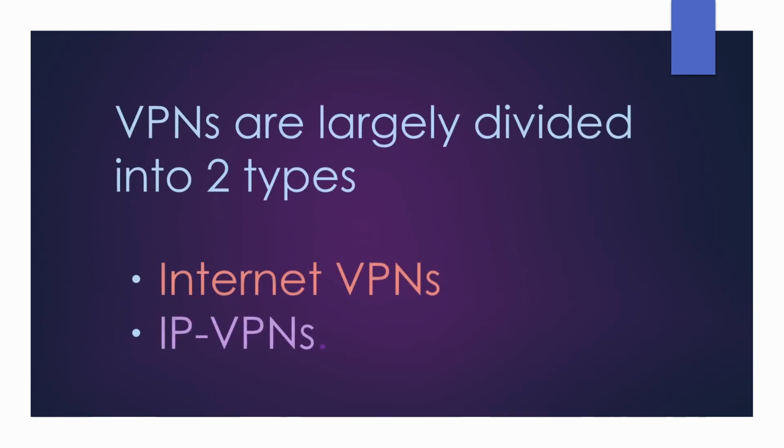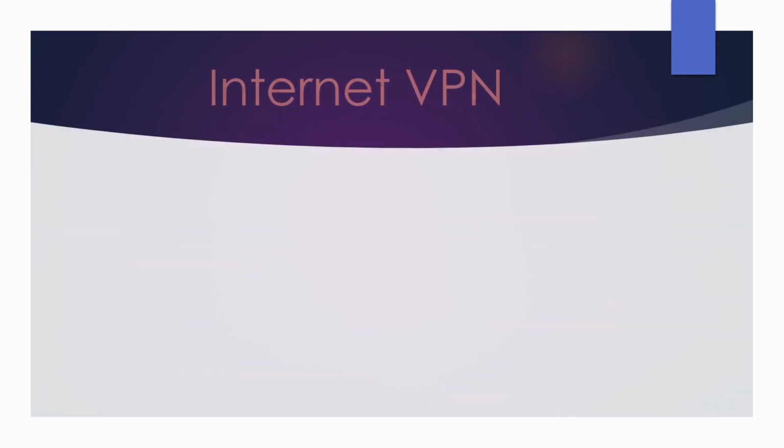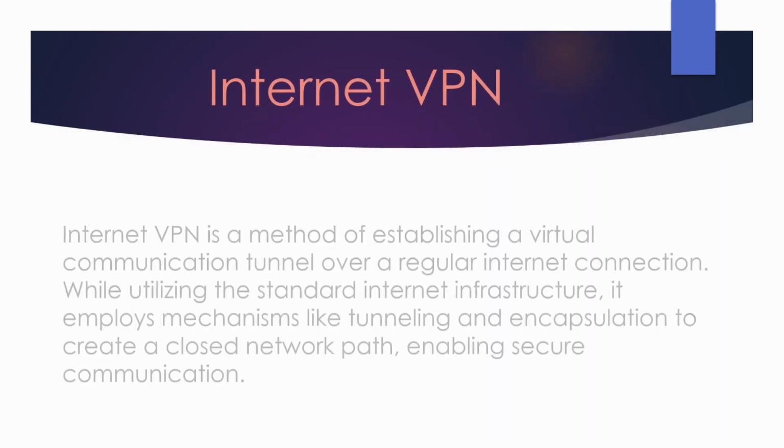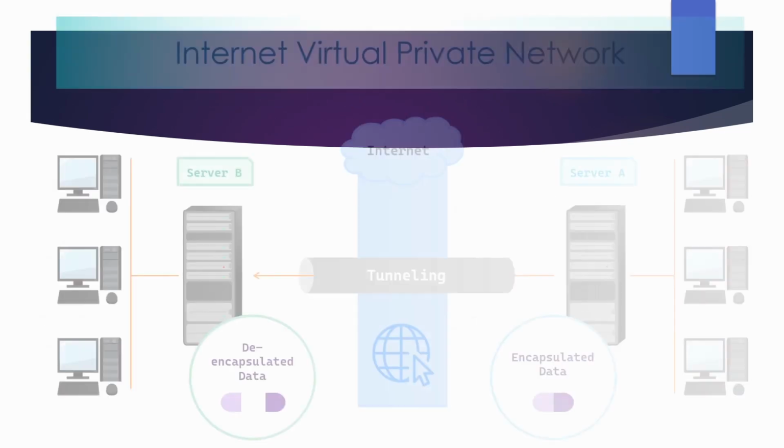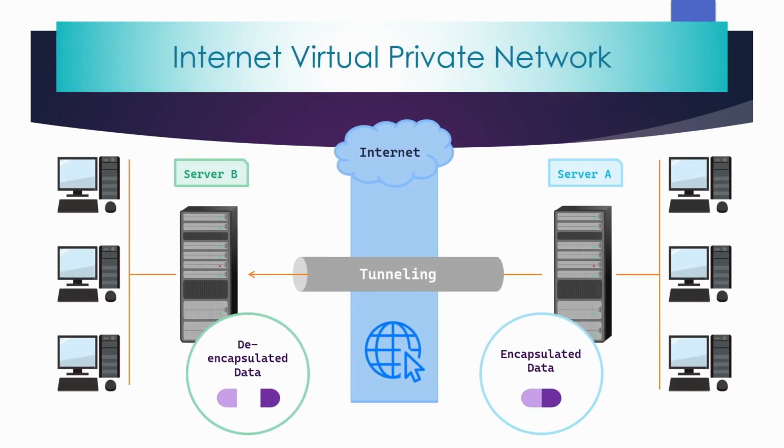VPNs are largely divided into two types, Internet VPNs and IP VPNs. First, Internet VPNs. Internet VPN is a method of establishing a virtual communication tunnel over a regular internet connection. While utilizing the standard internet infrastructure, it employs mechanisms like tunneling and encapsulation to create a closed network path, enabling secure communication. Shown on the screen is a generalized diagram of how Internet VPN works.